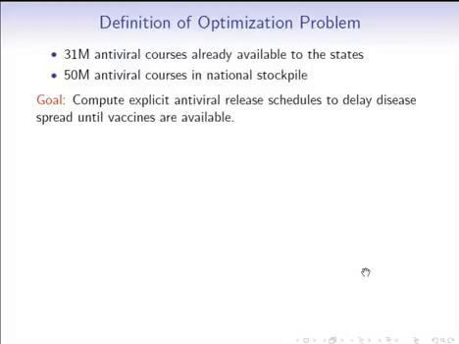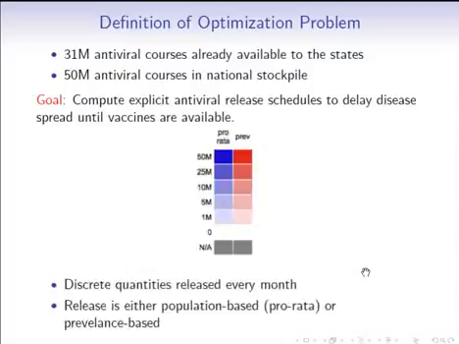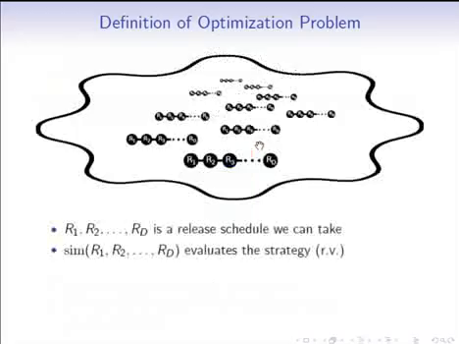So again, here's the setup for the problem. 31 million antiviral courses have already been released and are available to the states. 50 million courses are available in the national stockpile, and we want to compute these explicit release schedules. So to do this, we're going to have the availability to release discrete quantities of antivirals every month. For example, 50 million, 25 million, 10 million, and so forth. And each time we release a quantity, in addition to selecting how much, we'll be able to select whether this distribution is proportional to population, which we call pro rata, or proportional to the current prevalence in the cities, which we're going to call prevalence-based distributions.